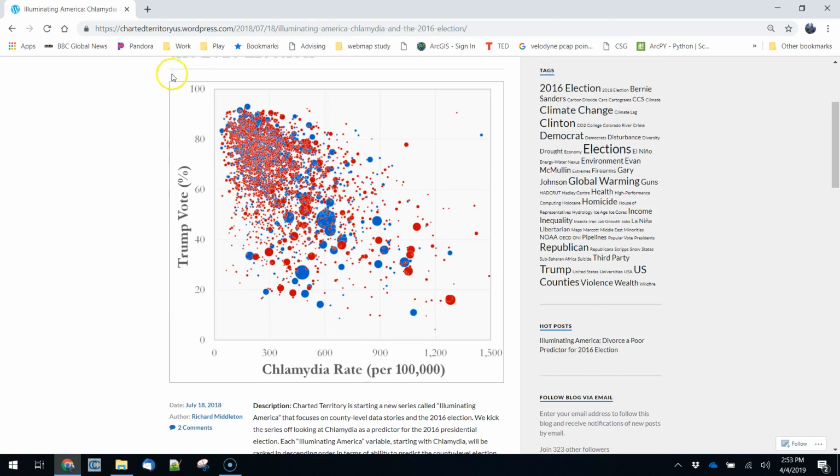What he's saying is that there's a relationship here between the chlamydia rate and the Trump vote, which is to say that the more chlamydia there is, the more likely it is that there was less Trump vote. So places that did not vote for Trump are more likely to have higher rates of chlamydia, and places that voted for Trump are more likely to have lower rates of chlamydia.